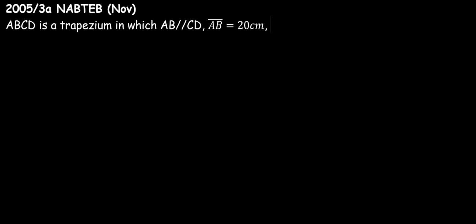Another example, 2005/3A NAPTEP November. ABCD is a trapezium in which AB is parallel to CD. Line AB is equals to 20 cm. Line DC is equals to 10 cm. Line AD is equals to 16 cm. And angle BAD is equals to 30 degree. Calculate the area of the trapezium.